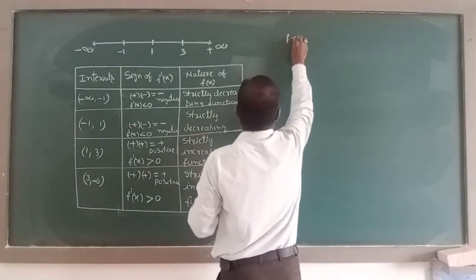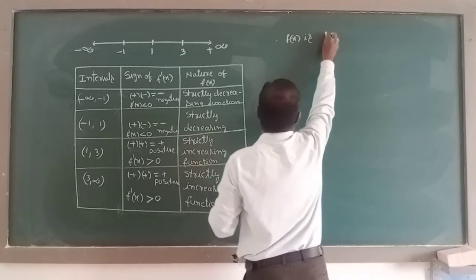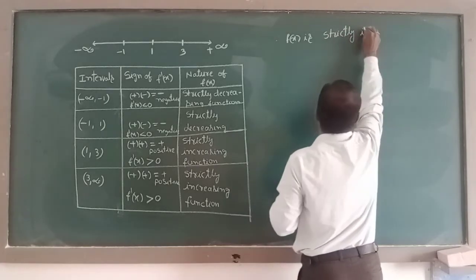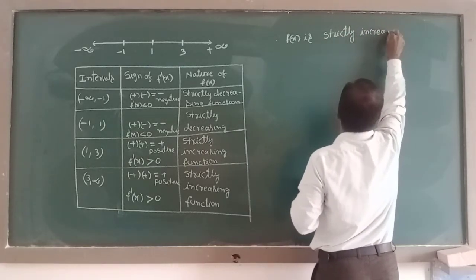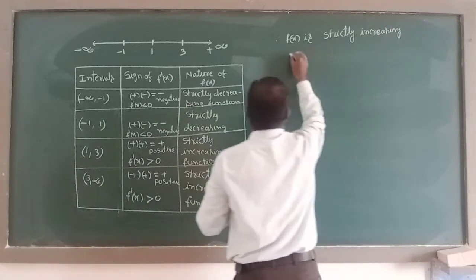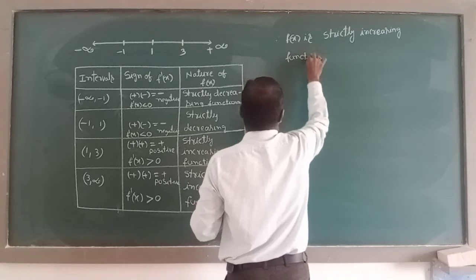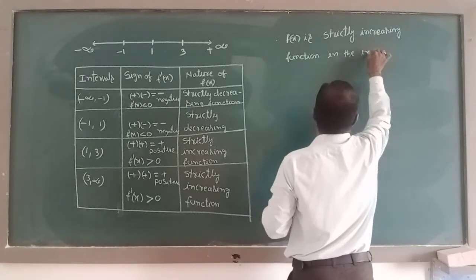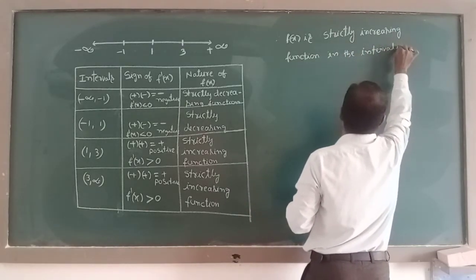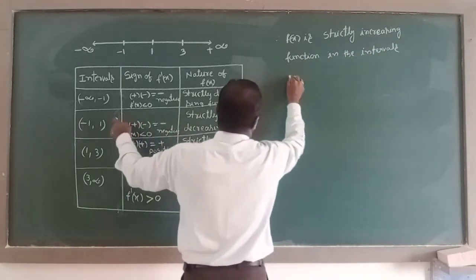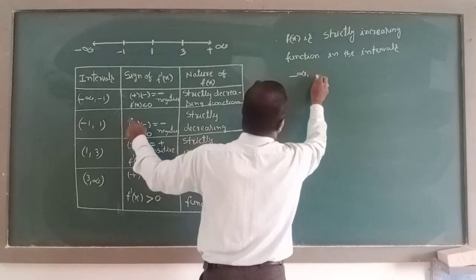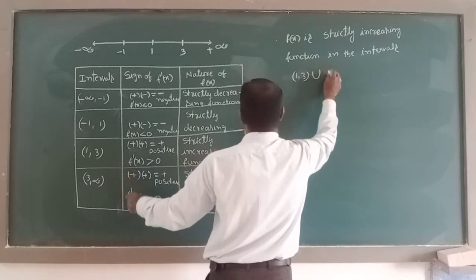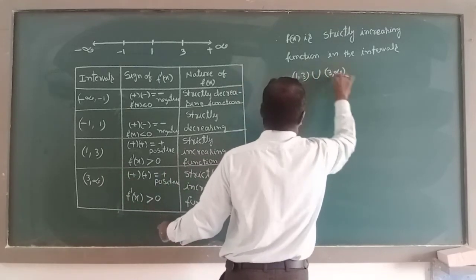Therefore, f of x is a strictly increasing function in the intervals minus infinity comma, and here say open interval 1 comma 3 union open interval 3 comma infinity, like that.